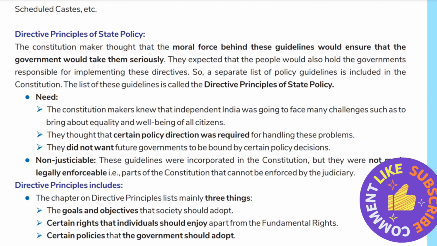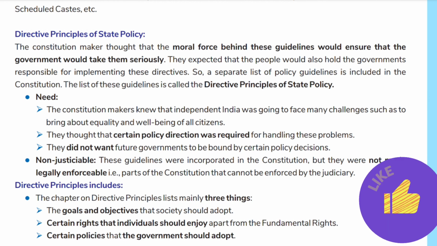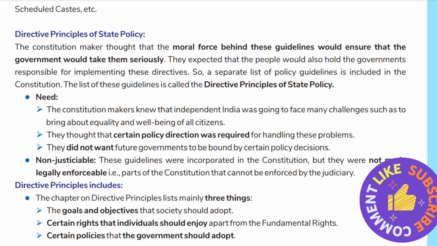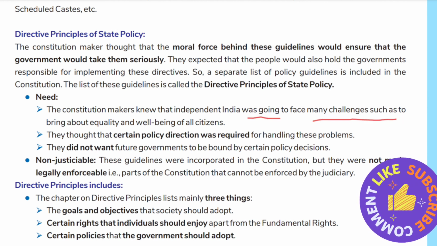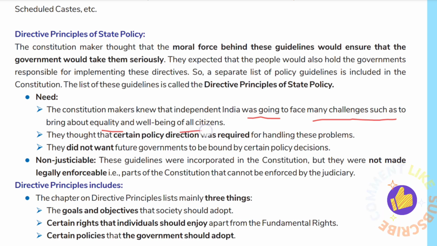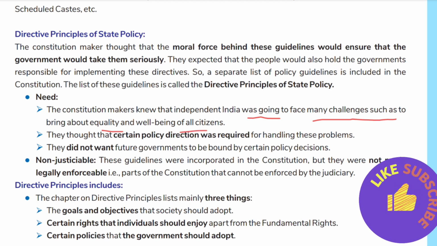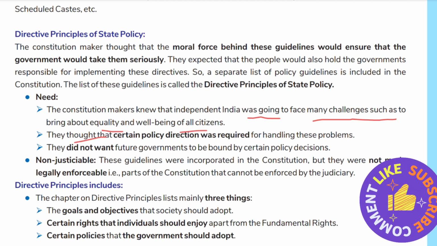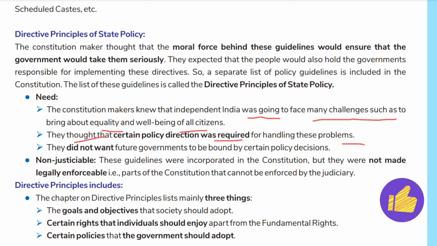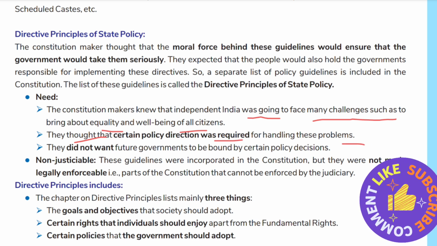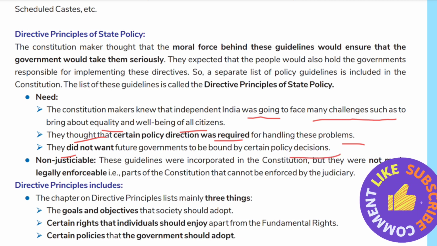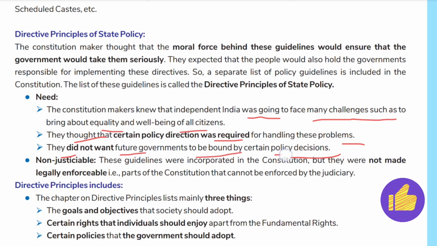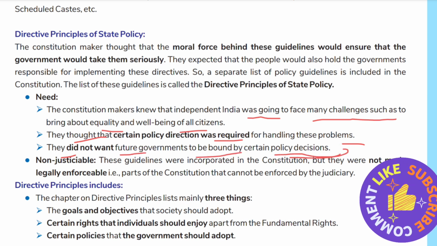So what is the need of directive principles of state policy? Firstly, the constitution makers knew that independent India was going to face many challenges, such as bringing about equality and well-being of all citizens. Next, they thought that certain policy direction was required for handling these problems. And next, they did not want future governments to be bound by certain policy decisions.